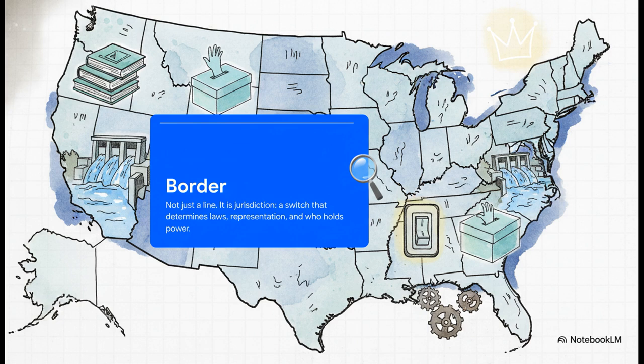Think of it like a switch. The second you cross it, boom, the laws change. Who you vote for changes. Who controls the water or the land changes. It's a huge instrument of power, and where that line gets drawn, well, that changes everything.